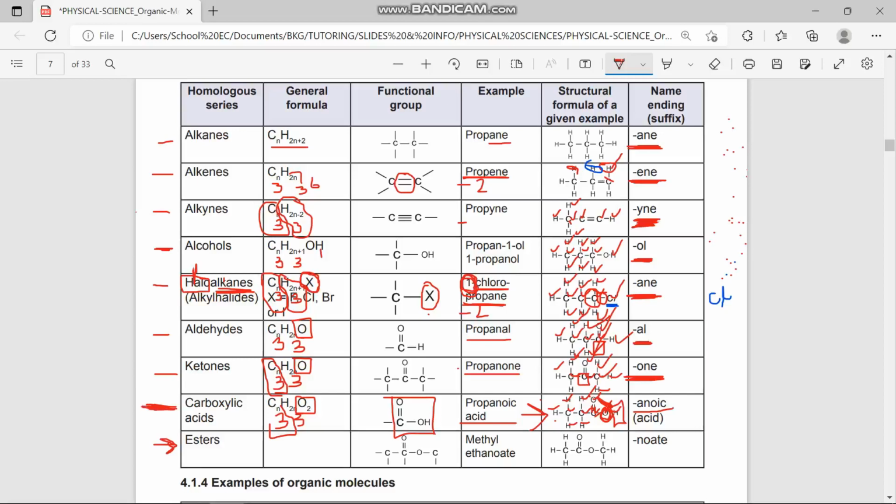reacting with alcohols. Let's say methanoic acid reacting with ethanol to give us methyl ethanoate, as you can see. So we're going to understand and discuss esters when we are discussing, or just after we have discussed, the process of esterification. More content is coming. You must also know that the name ending of esters is "-noate", like methyl ethanoate. That's the reason why we're not going to discuss esters today.